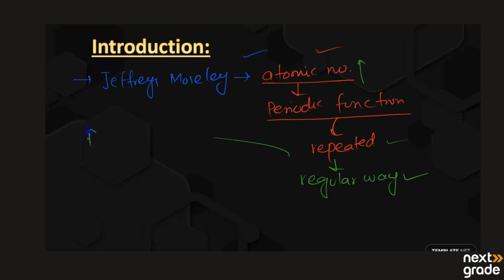This law is also known as the periodic law. Next, in a very simplified form, he divided the periodic table into eight vertical columns, and these columns are known as groups.